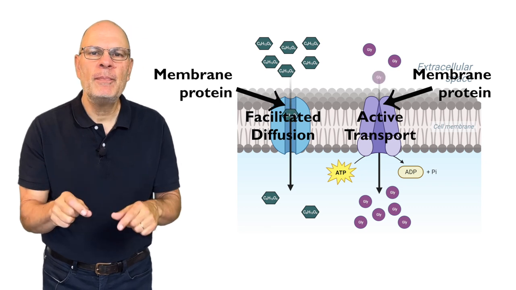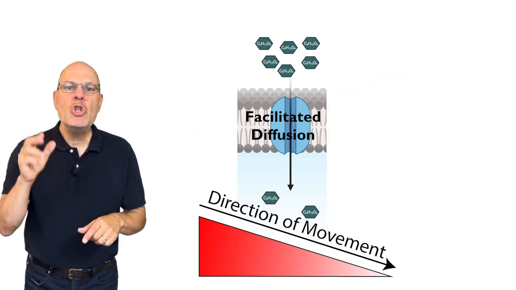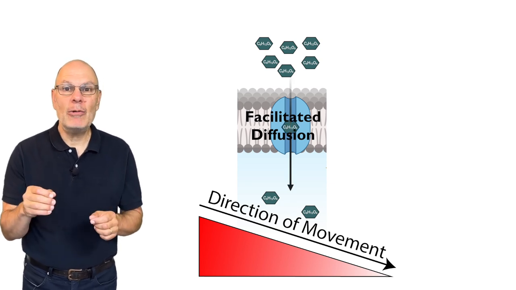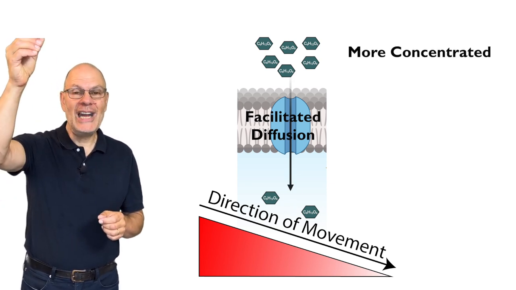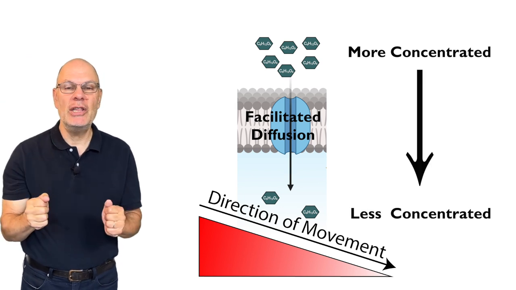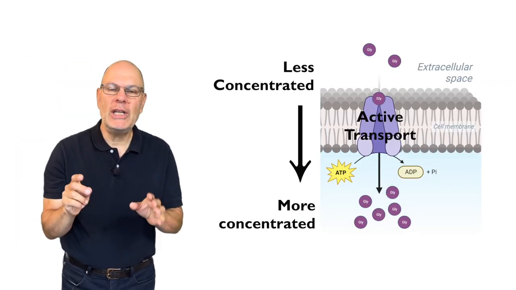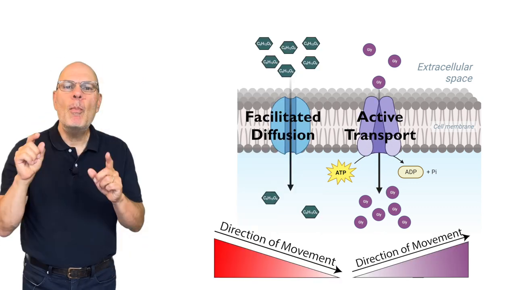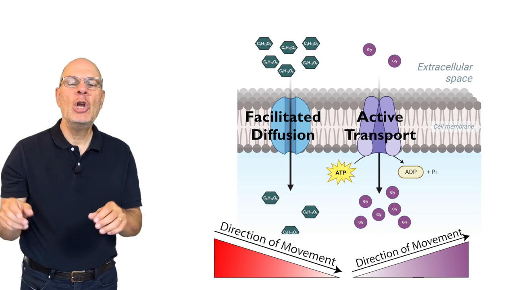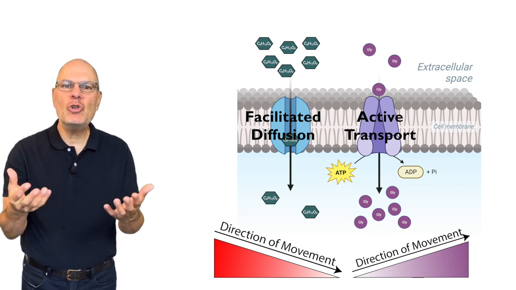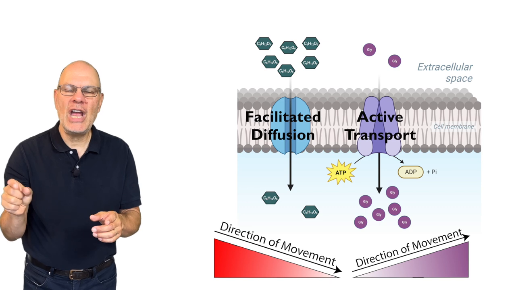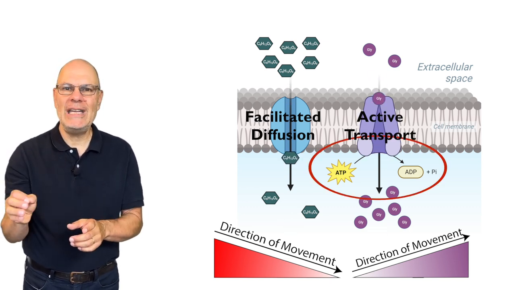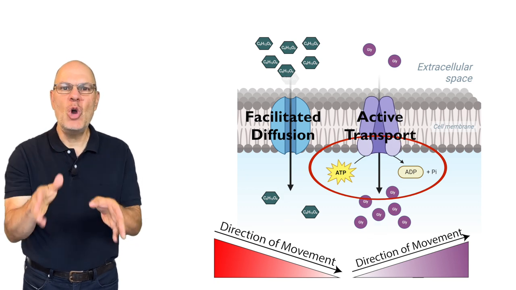Here's how you tell the difference. In facilitated diffusion, note that the molecules are always moving down a concentration gradient. So the arrow is going to show more on one side, and then they're moving to where there's less on the other side. In active transport, it's the opposite. They're moving from less concentrated to more concentrated. But more importantly, in active transport, you're always going to see some energy input to that protein channel, and that's usually ATP that's getting converted to ADP. Look for that, and you'll know the difference.